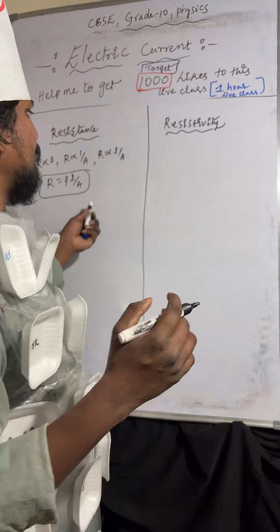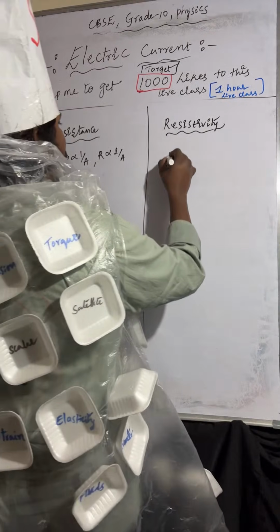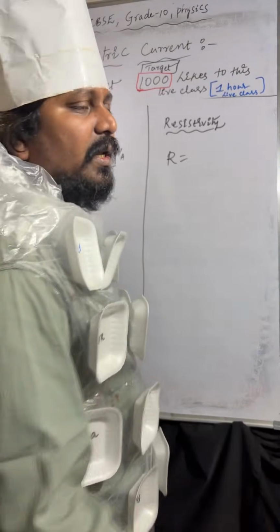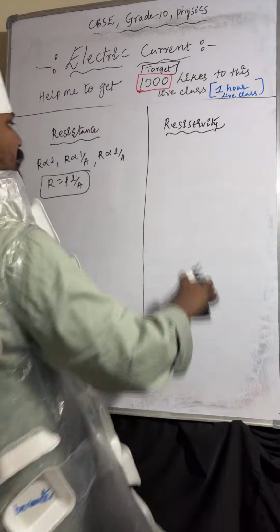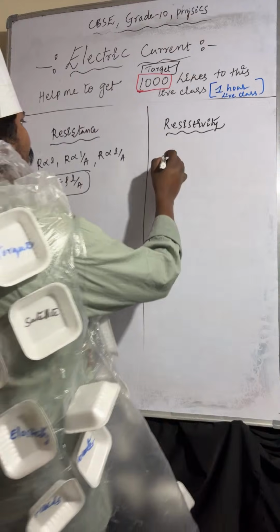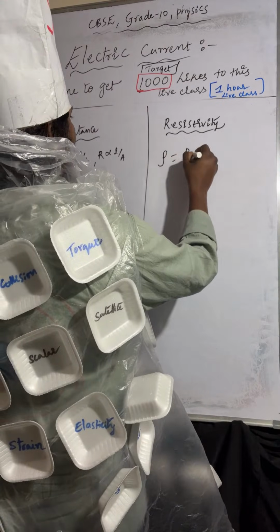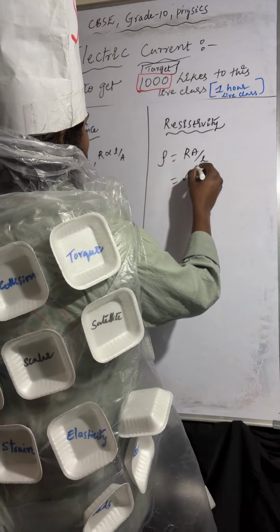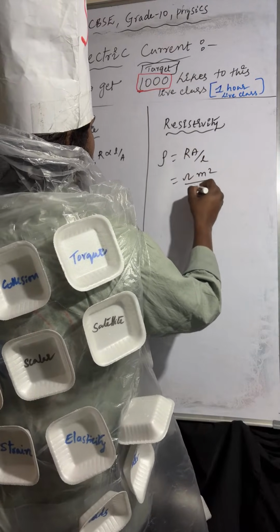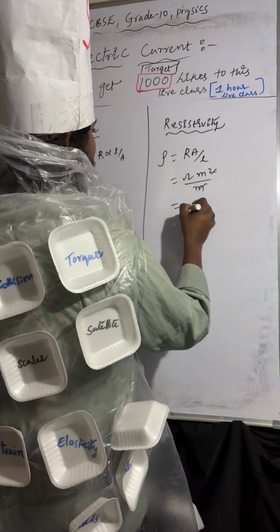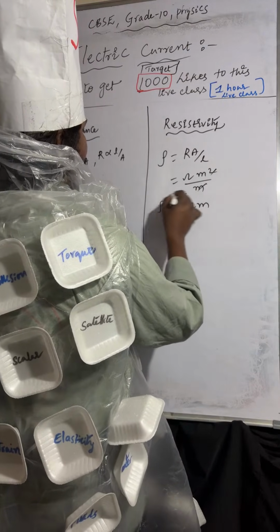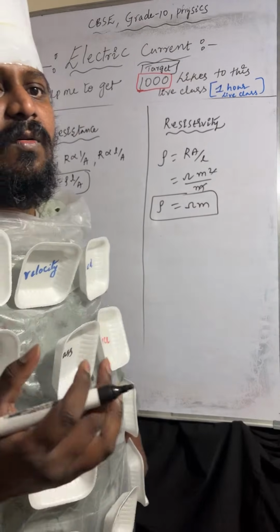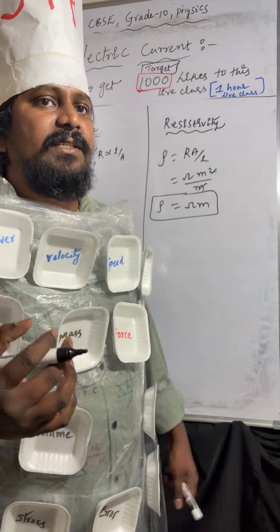So that is about resistance. Coming to resistivity, rho equals RA by L. The SI unit of resistance is ohm, the SI unit of area is meter squared, and the SI unit of length is meter. Meter cancels, giving ohm meter. So the SI unit of resistivity is ohm meter.